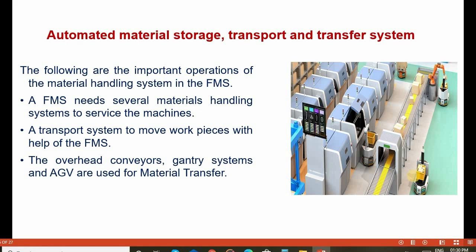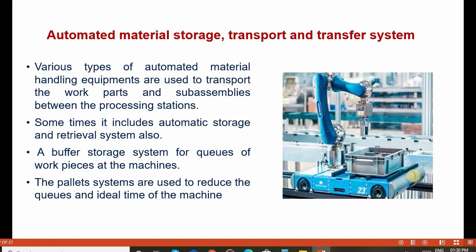A transport system moves work pieces from one place to another, or from inside to outside, with the help of flexible manufacturing systems. Overhead conveyors, gantry systems, and automated guided vehicles are also used for material transfer in the manufacturing systems. The various types of automated material handling equipments are used to transport work parts and sub-assemblies between the processing stations.